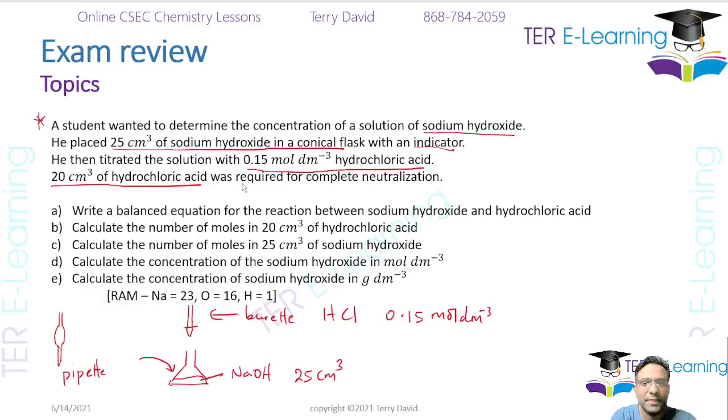Right, so they did the titration, and they realized 20 cm cube of the hydrochloric acid is required for complete neutralization. The first part, typically CSEC might ask you to write an equation, a balanced equation by the way, in order to show what's happening. So you're reacting sodium hydroxide and hydrochloric acid. This sodium hydroxide is an alkali and the hydrochloric acid is an acid. So you are adding an acid and an alkali, so my products will be salt and water, right?